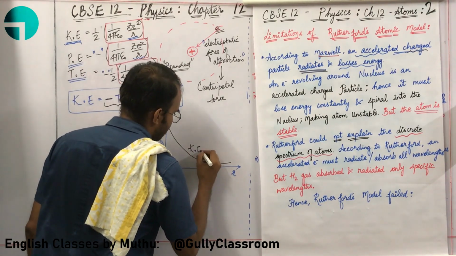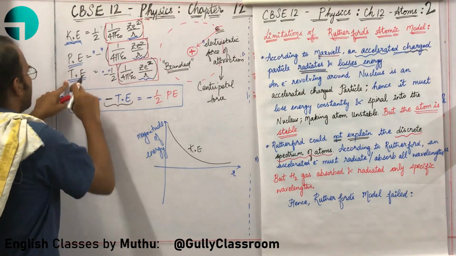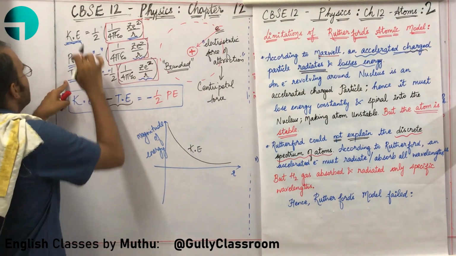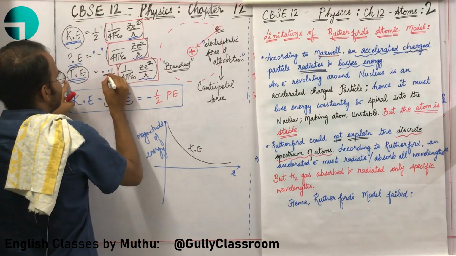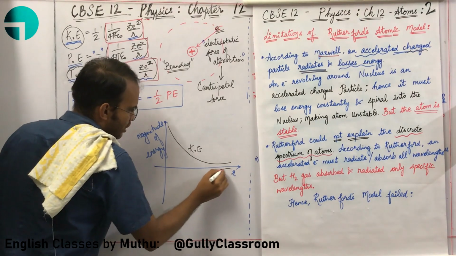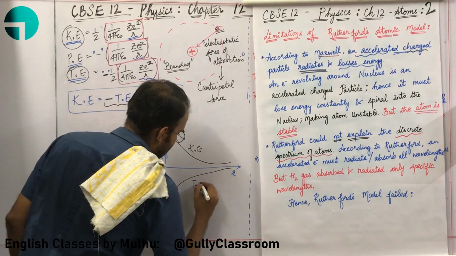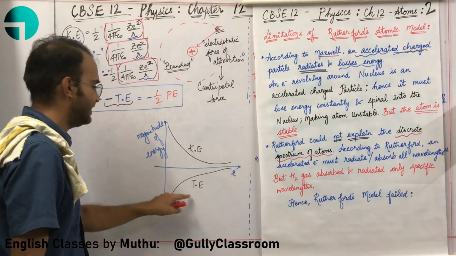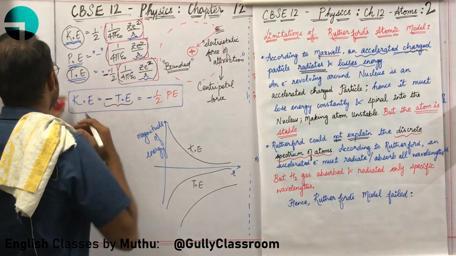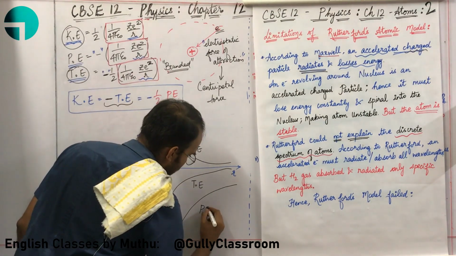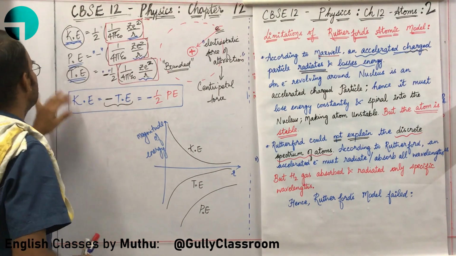So this is going to be KE. With respect to TE, the only change is a negative sign. KE and TE are symmetric curves because the only change is an extra negative sign. So I will have a relationship like this. This is going to be TE or total energy. The next curve is going to be PE or potential energy. The potential energy has double the magnitude of total energy.